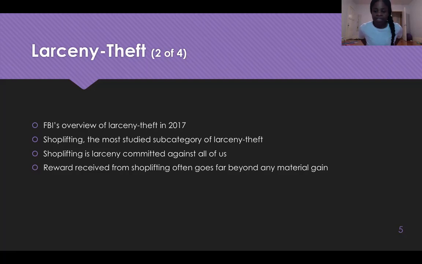Thefts from motor vehicles accounted for 26.8% of all larceny thefts in 2017. Of those arrested for larceny theft in 2017, 58.7% were males. Whites were 67.7% of larceny theft arrests in 2017, Blacks were 29.1% of those, and other races accounted for about 3.2%. This is all taken from the FBI.gov.